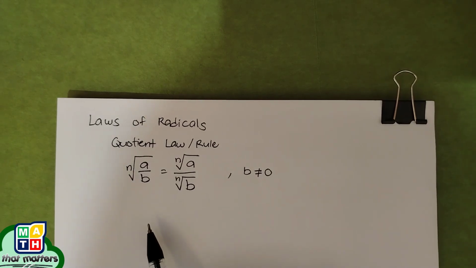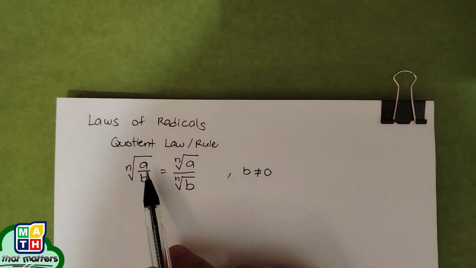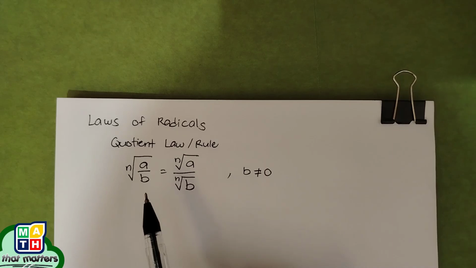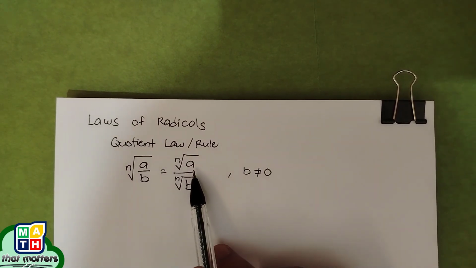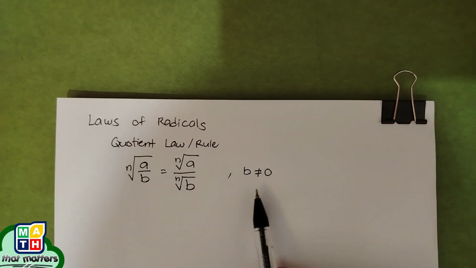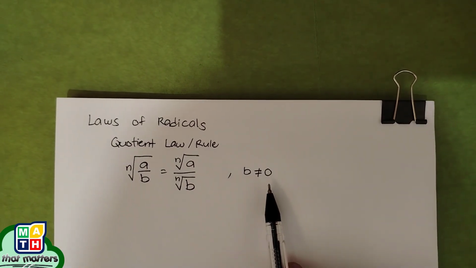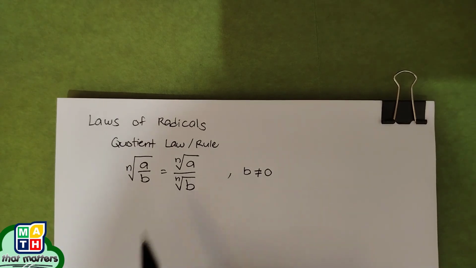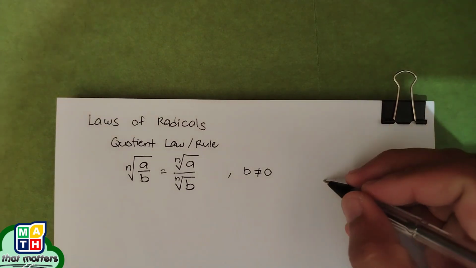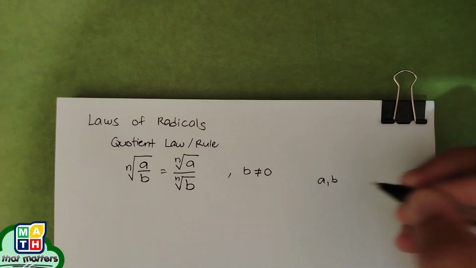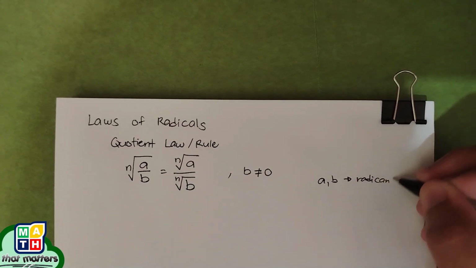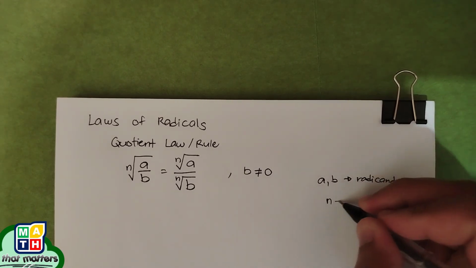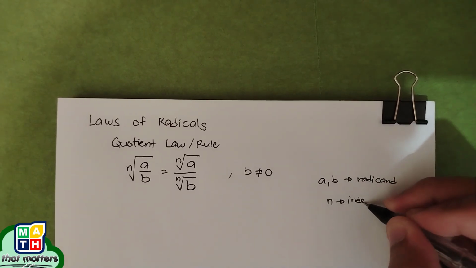This is made possible so that if A or B or both can be simplified with the index here, we can act on it in this manner. But take note that B should not be equal to 0 so that this will not be undefined. Again, let's not forget that A and B are what we call our radicand, and our n is our index.